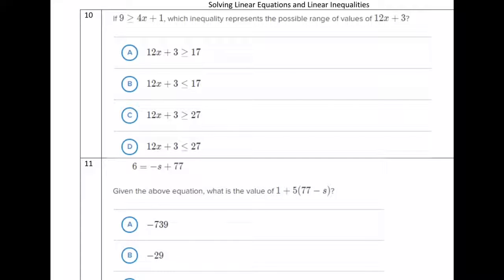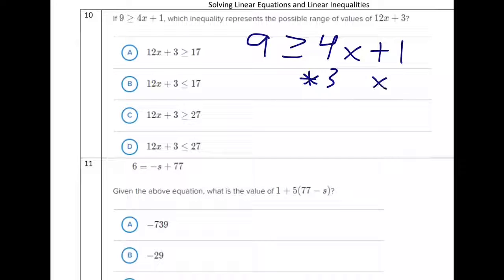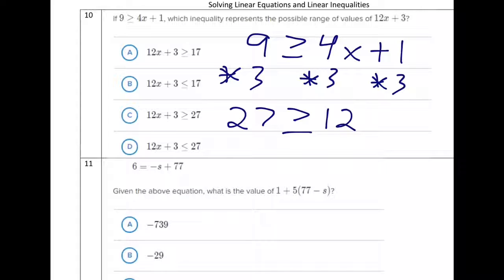Number 10. If 9 is greater than or equal to 4x plus 1, which inequality represents the possible range of values of 12x plus 3? So how can I get from 4x to 12x and from 1 to 3? In fact, I multiplied by 3. So on the left, I must also multiply by 3. And this gives me that 27 is greater than or equal to 12x plus 3. Notice the alligator's mouth is open toward the 27. That's why D is correct.